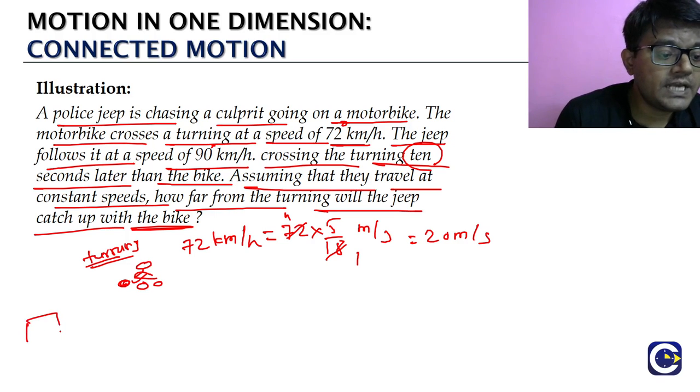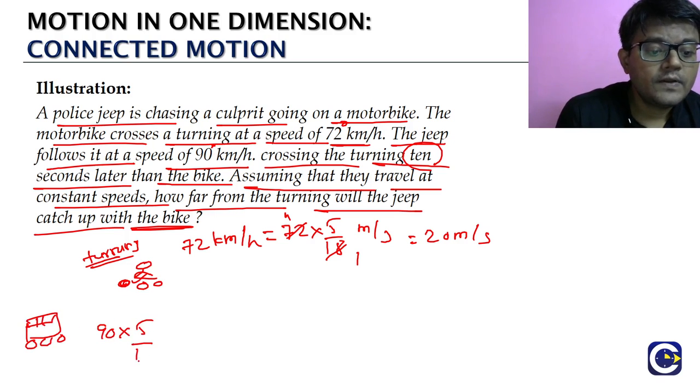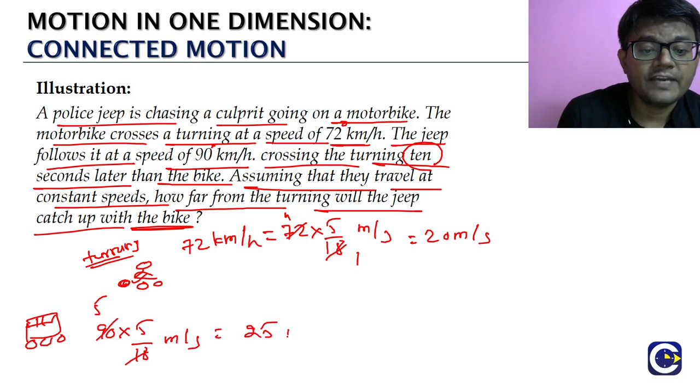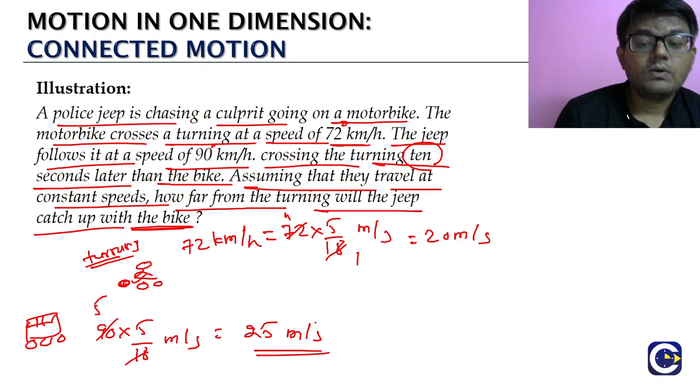And what about the police jeep? It is 90 km per hour. Means what? 90 into 5 by 18. So in this case, 18 fives are 90. So what is it? 5 fives are 25. So what is the speed of the police jeep? It is what? 25 meter per second.